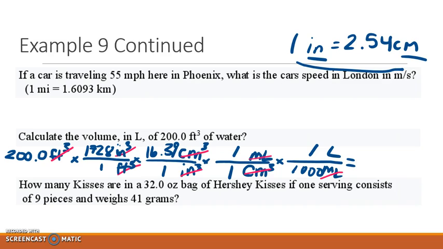200.0 times 1,728 times 16.39 and then divided by 1,000. And it looks like with significant figures, our final answer should have 4 significant figures. And so that's going to make it 5,664 liters. And that's your answer.